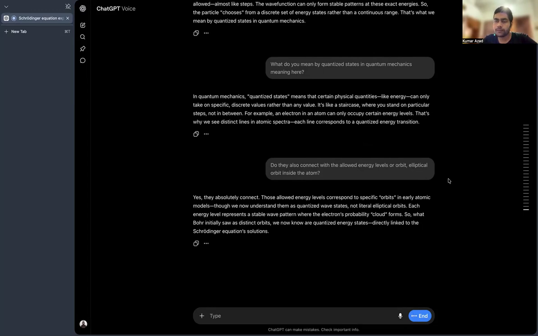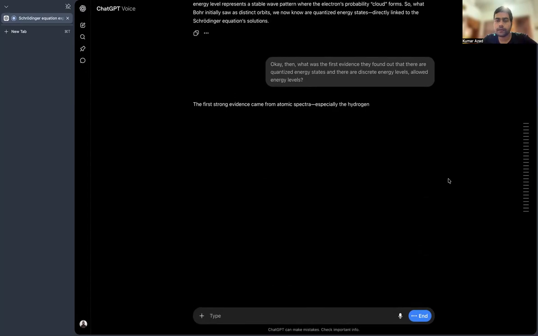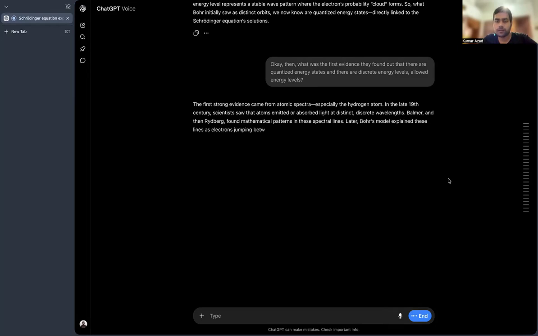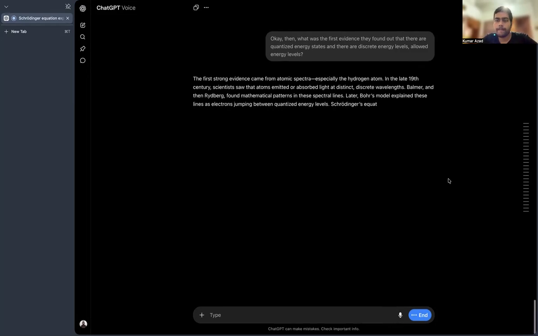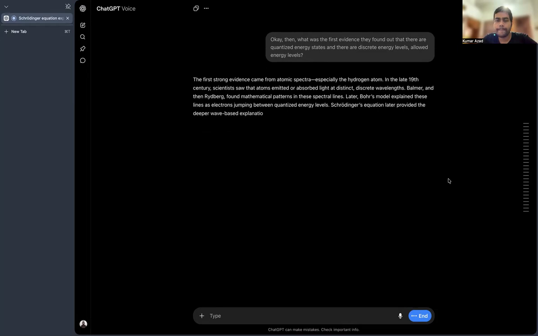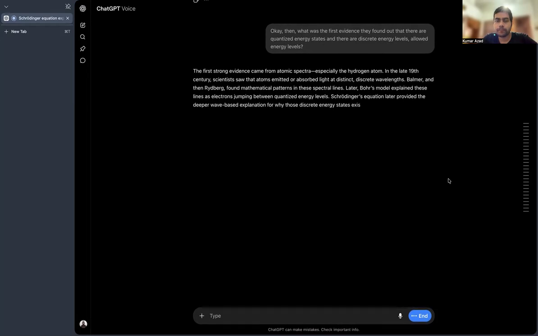Okay, then what was the first evidence they found that there are quantized energy states and discrete, allowed energy levels? The first strong evidence came from atomic spectra, especially the hydrogen atom. In the late 19th century, scientists saw that atoms emitted or absorbed light at distinct, discrete wavelengths. Balmer and then Rydberg found mathematical patterns in these spectral lines. Later, Bohr's model explained these lines as electrons jumping between quantized energy levels. Schrödinger's equation later provided the deeper wave-based explanation for why those discrete energy states exist.